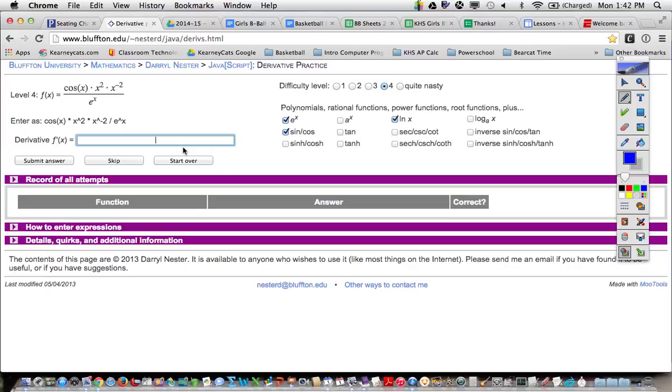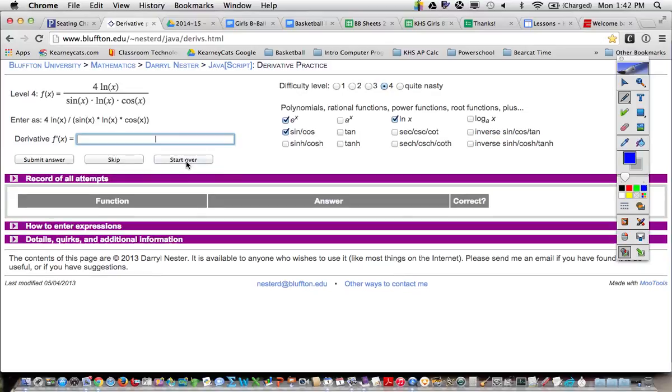So to me, that's more of a level 2. Right, because it's a quotient rule, maybe even a level 1. Okay, so that one wasn't very hard. This one would be not that bad.